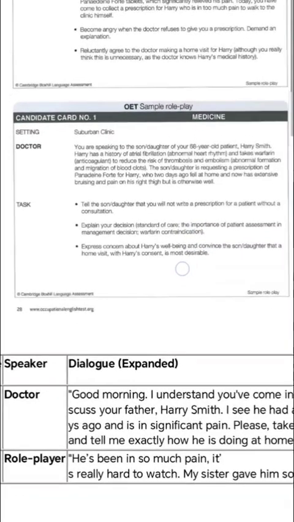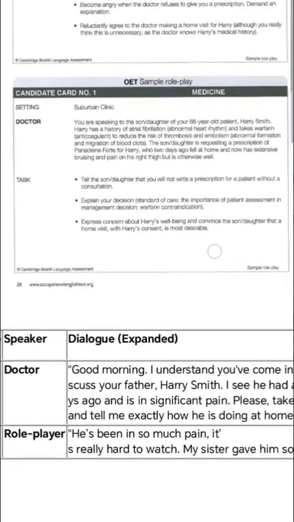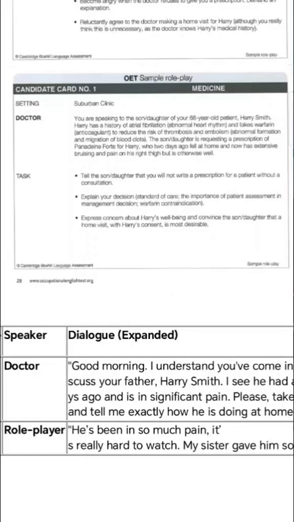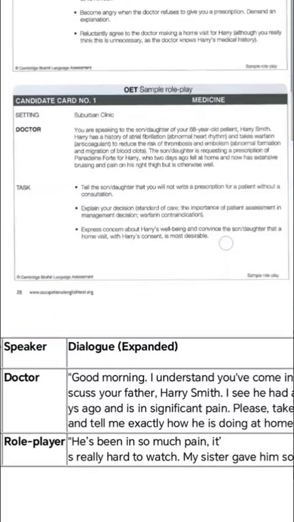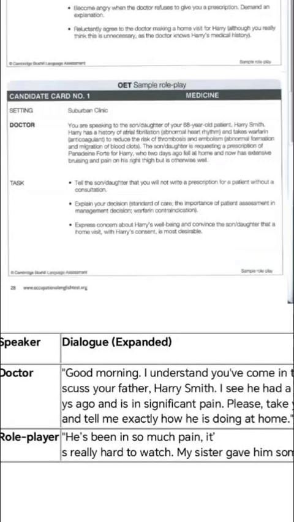And what is your card? The candidate card. Of course, both cards will not be given to you. Only the candidate card will be with you in the exam. This card will be given to you, and only you can read this card. All right, here you can see the setting is a suburban clinic. You are the doctor, speaking to the son and daughter of your 68-year-old patient, Harry Smith.